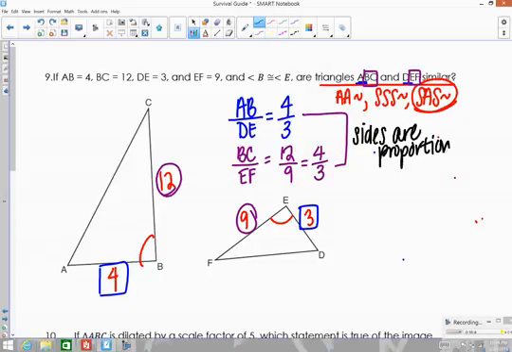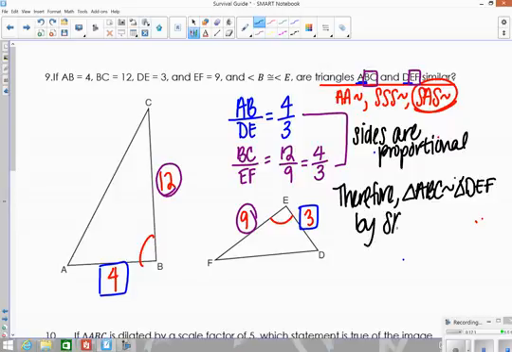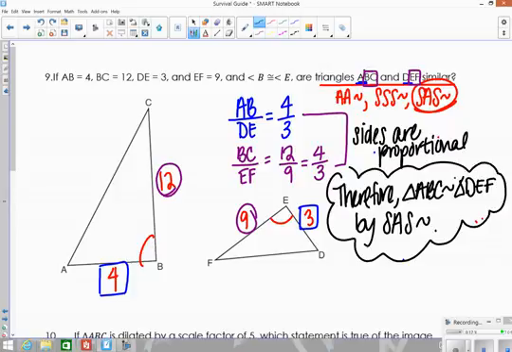So since the sides are proportional and the included angle is congruent, that would mean that the triangles are similar. So therefore, triangle ABC is similar to triangle DEF by side-angle-side similarity, because the two sets of sides are proportional and the angle between them is congruent.